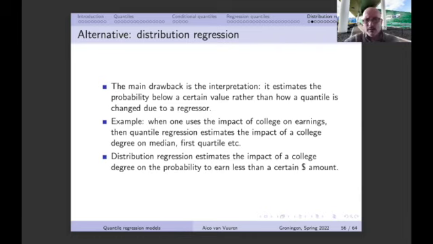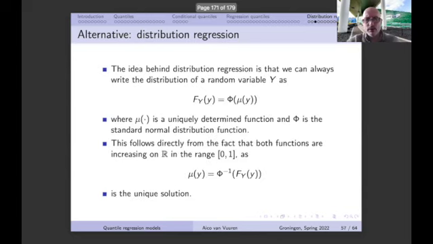But in general, it's much more difficult to interpret probabilities than at the moment that we simply look at quantiles such as medians, first and third quartiles. So that's the main reason why distribution regression is not always used.